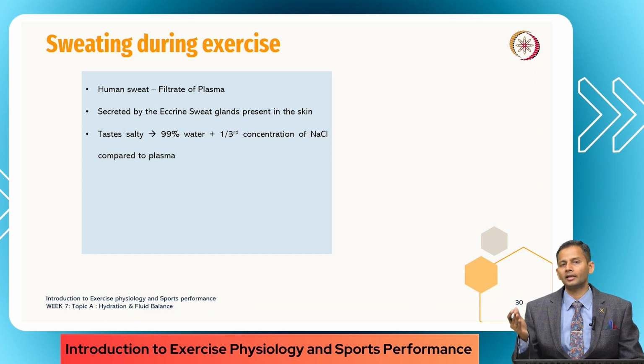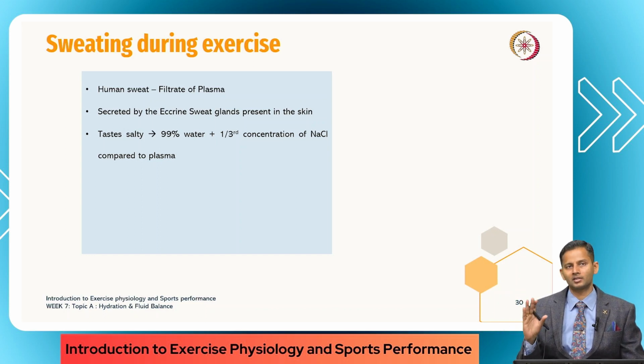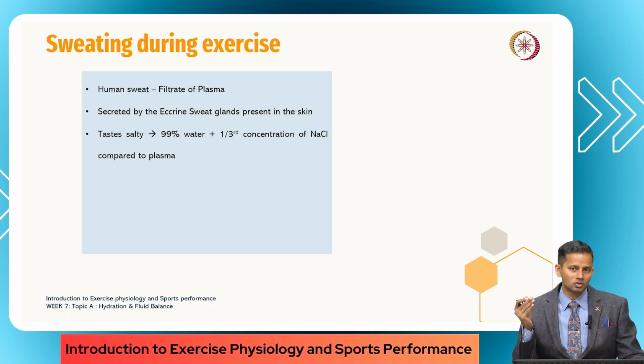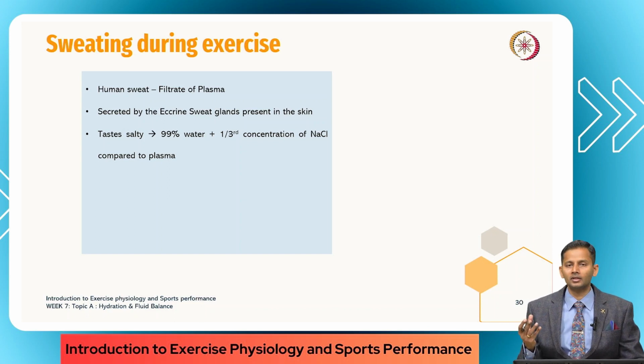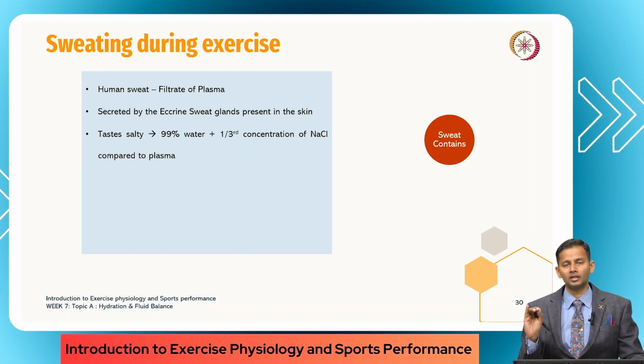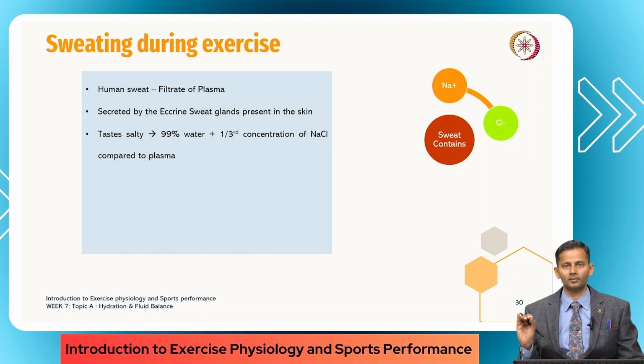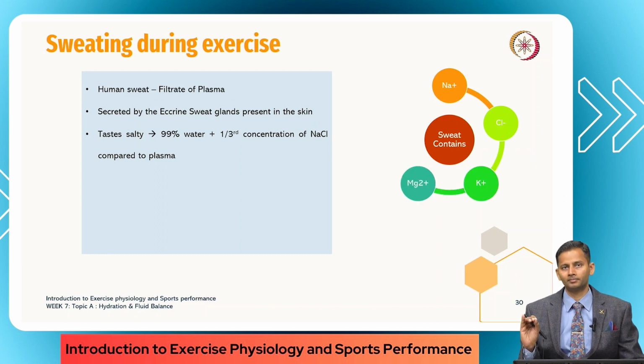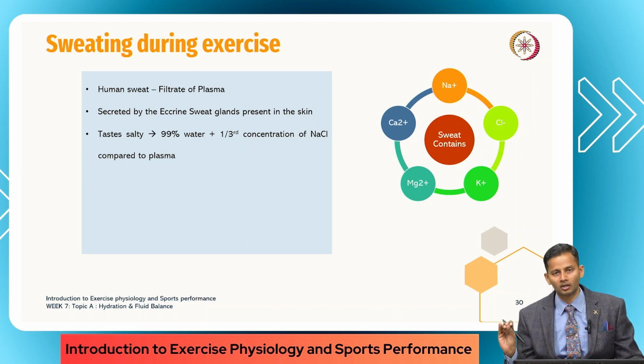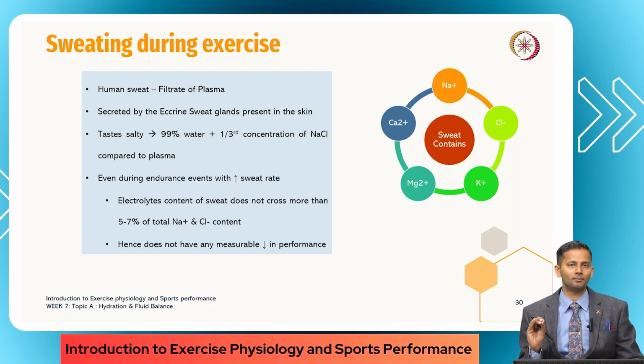It is secreted by the eccrine sweat glands, which are present in the skin. Though the sweat tastes salty, it has 99% water. The taste is because of only one-third the concentration of sodium chloride as compared to the plasma. So again, not much electrolyte is lost in the form of sweat. The sweat generally contains sodium, chloride, potassium, magnesium, as well as calcium, but in a very meager quantity as compared to the plasma.